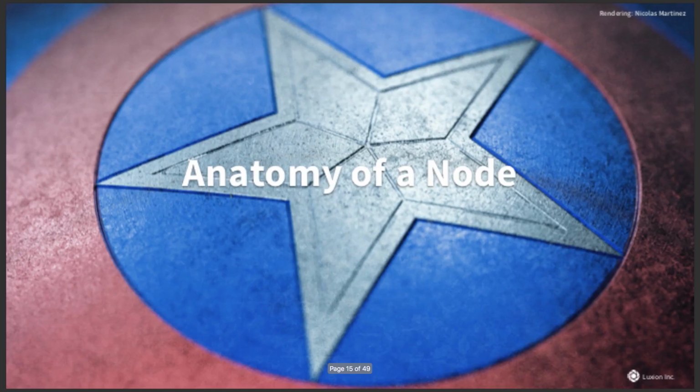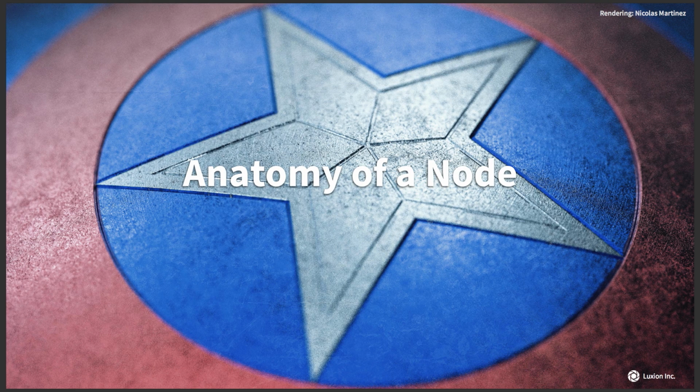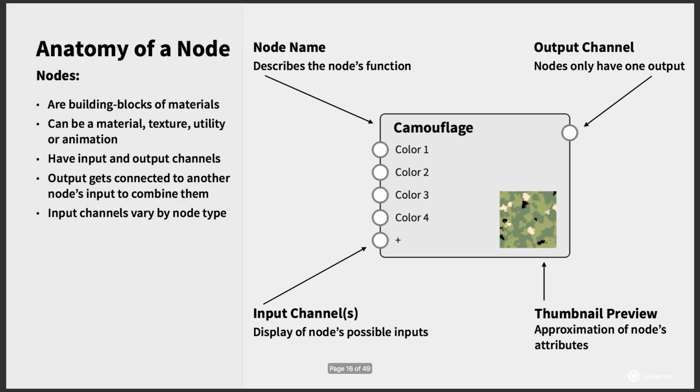So nodes, what are they? How do we use them? Nodes can be thought of as the building blocks of our materials. So a material has a lot of different attributes, different things that make it look a certain way, whether it's a color or a texture or a roughness or a bump. And these in the material graph are represented by nodes. So we have four types of nodes in KeyShot. We have materials, textures, utilities, and animations. And these nodes have various input and output channels.